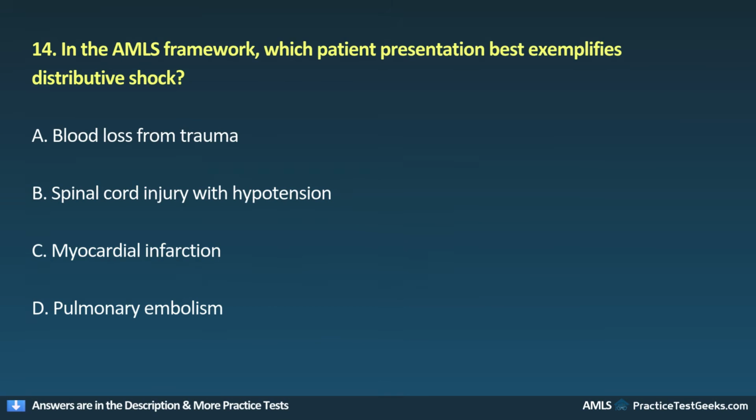14. In the AMLS framework, which patient presentation best exemplifies distributive shock? A. Blood loss from trauma. B. Spinal cord injury with hypotension. C. Myocardial infarction. D. Pulmonary embolism.